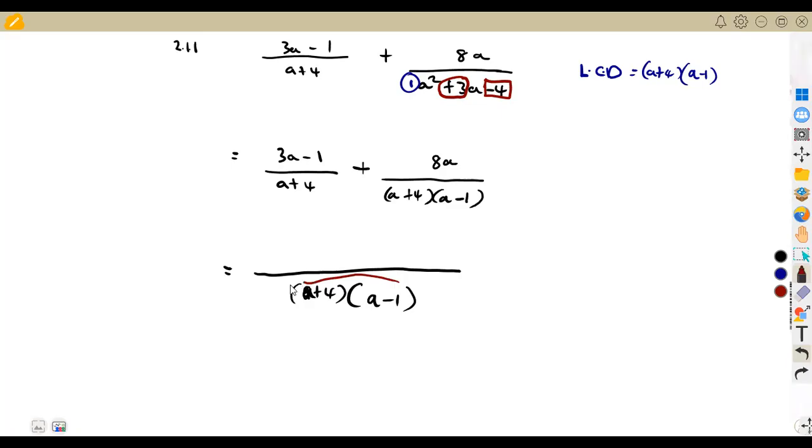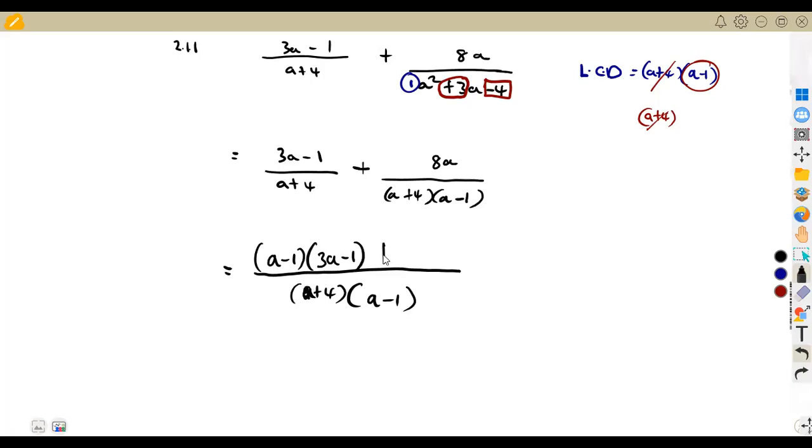We said we're going to divide our LCD by each denominator that we are given. All right. So if we divide our LCD by this denominator of a plus 4, it will cancel, because already there's a plus 4. So a plus 4 and a plus 4 cancel. We remain with what? A minus 1. So the a minus 1 is going to multiply the numerator as it is, which is 3a minus 1.